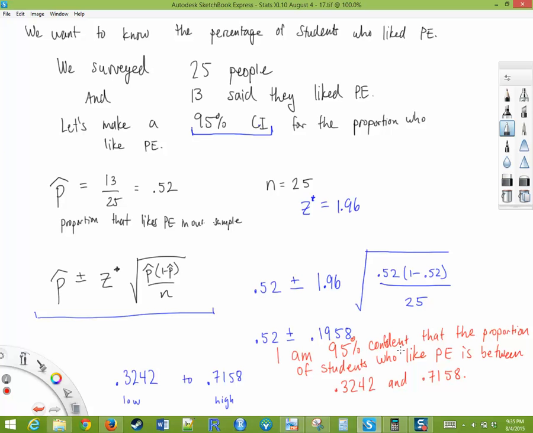We're making a statement. And notice I have to say I'm 95% confident that the proportion of students in the population, right? Proportion of all students in the population who like PE is between this and this, okay?